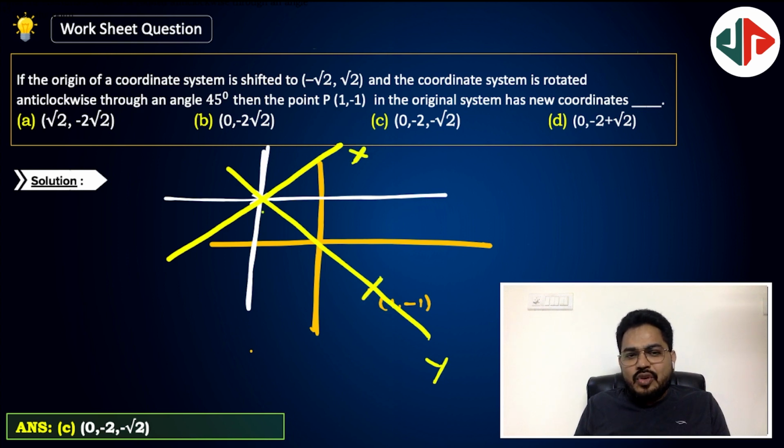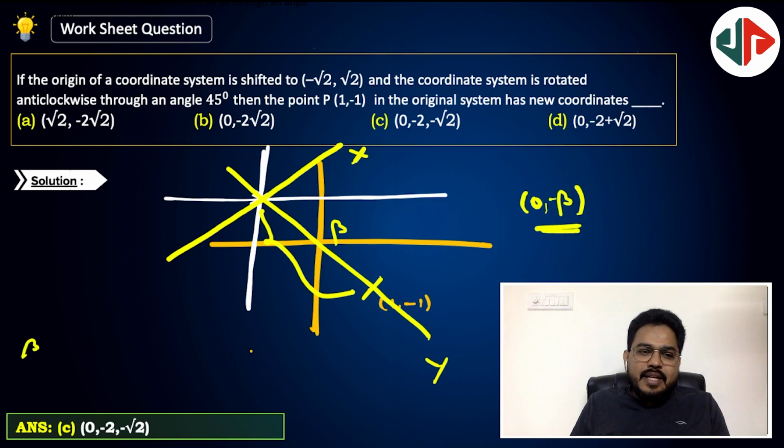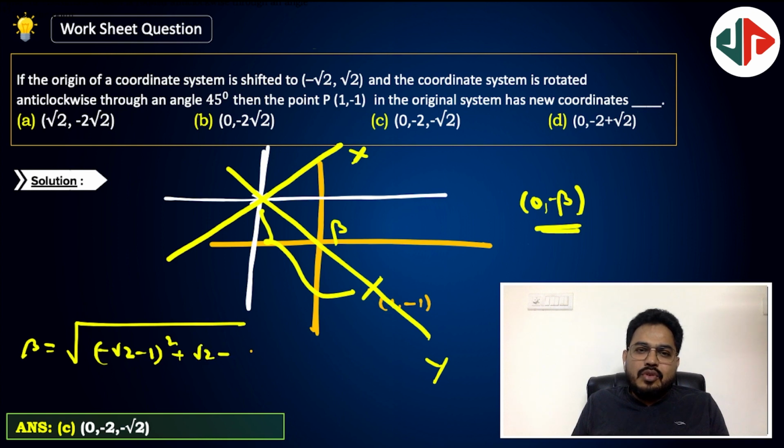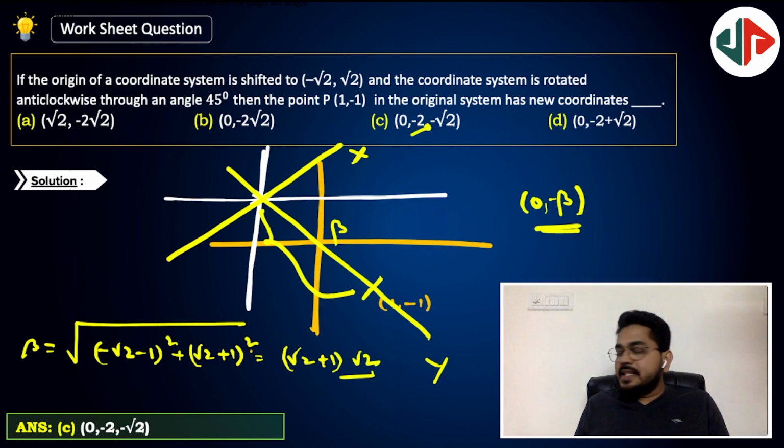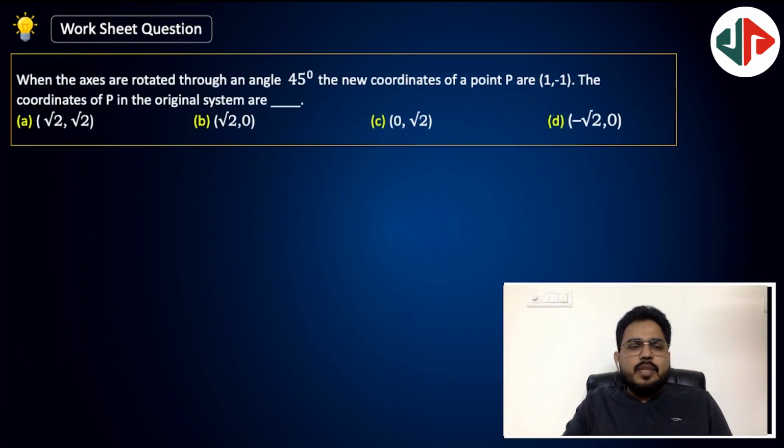So in the new coordinate system, if this distance is beta, the answer is 0 comma minus beta. So what is beta? Beta is the square root of minus root 2 minus 1 whole square plus root 2 plus 1 whole square, which is equal to root 2 plus 1 into root 2. So this is the answer for this question. C is the right answer. There is a printing error in this one. Okay, moving to the next question.